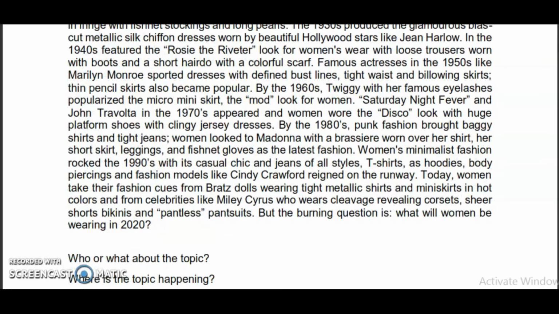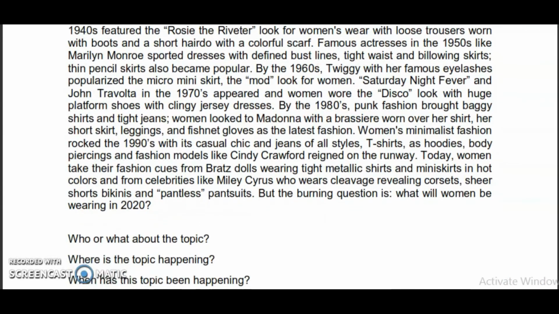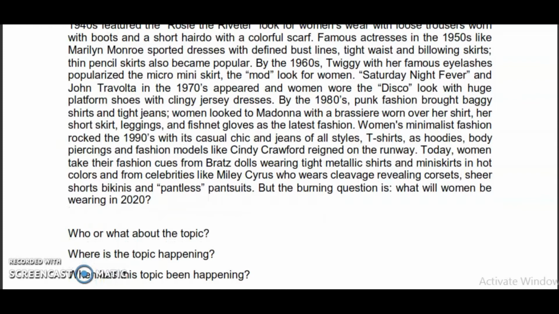Well, women's fashion seems to keep changing, doesn't it? Where is the topic happening? It's happening all across America, and that's what we've been talking about ever since we studied the passage. When has this topic been happening? All these changes have been happening since the early 1900s.